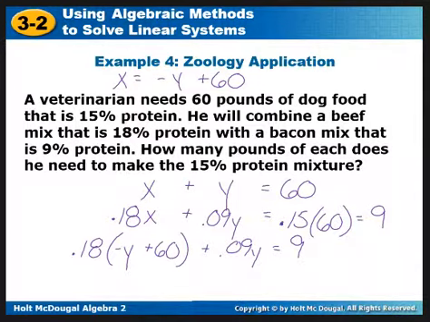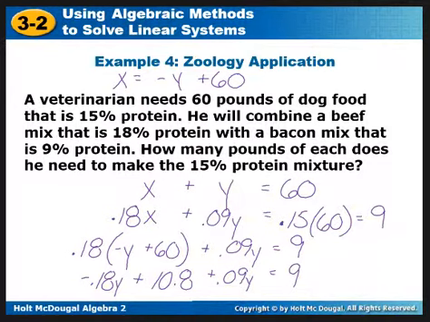So I'm going to get -0.18y plus, probably going to need a calculator to figure out what this is supposed to be, but 0.18 times 60 is 10.8, plus 0.09y is going to equal 9. Now we've got a little work to do here. -0.18y plus positive 0.09y is going to give me negative 0.09y. I'm going to write this over here because I'm running out of room.